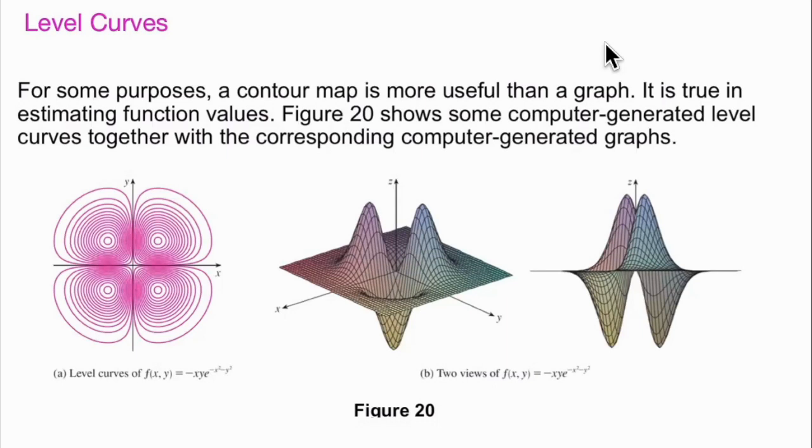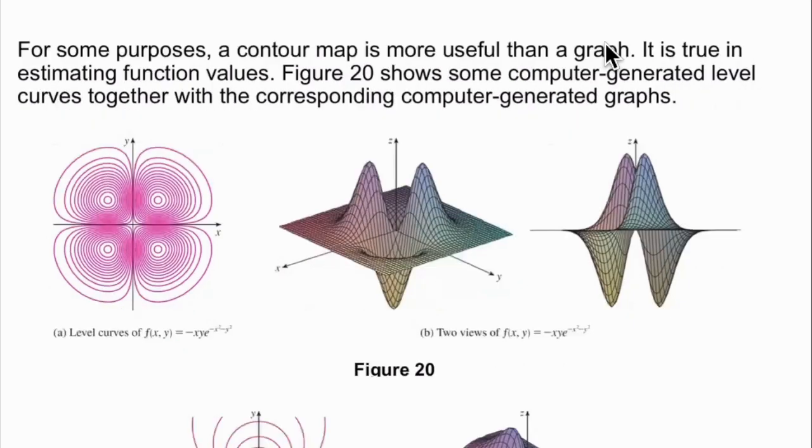Sometimes a contour map is more useful than a graph. This is a computer-generated contour map with the corresponding computer-generated graph. So you see we have this graph over here, the level curves for this graph will be this. And this is just two different views of the same function. When you rotate them, you see it from this angle or from this angle.